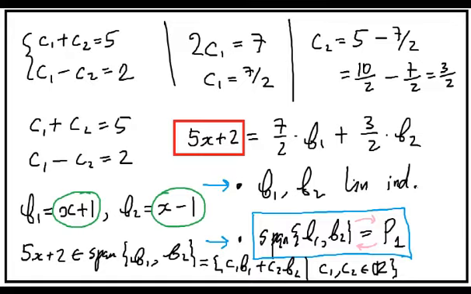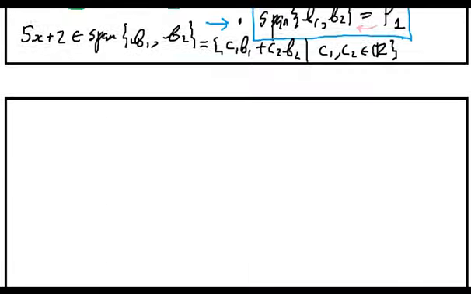So let's see how we could establish that the vectors b1 and b2 are linearly independent. So what we want to do is to prove that b1 being equal to x plus 1 and b2 being equal to x minus 1, that these two vectors are linearly independent. Now there are multiple ways to do that as well, depending on which formulation of linear independence we use.